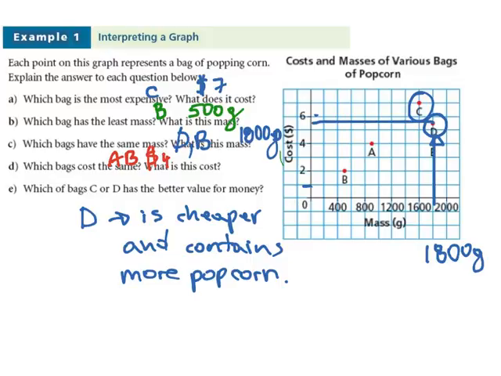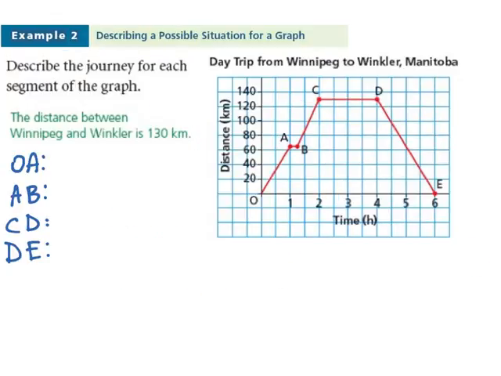Let's take a look at a different example. In this graph, we have a day trip from Winnipeg to Winkler, Manitoba. It's a distance over time graph. And we need to describe the journey for each segment of the graph. The distance between Winnipeg and Winkler is 130 kilometers. So I took the liberty of labeling the line segments OA, AB, BC, CD, and DE, and explain what is happening here.